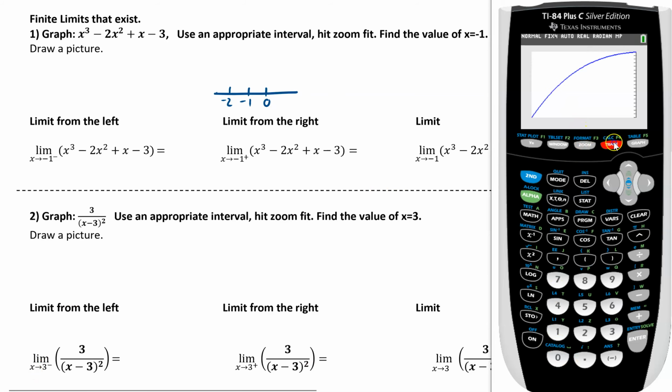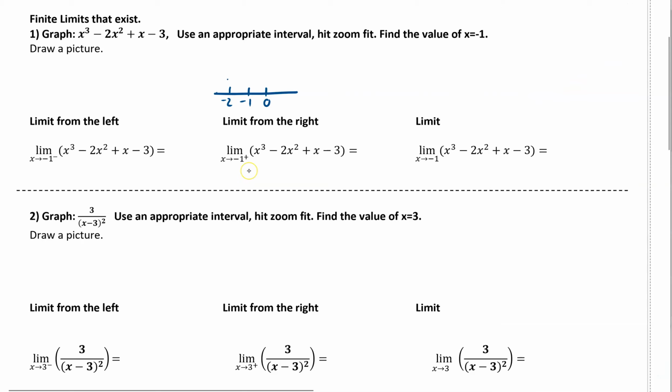And we're going to start with our trace. So if we hit trace, it puts us right in the middle since we already did that. And that one is negative 7. The value exists. There's no reason to go, oh, well, what's it approach from the left? And what's it approach to the right? We're dealing with a polynomial. So at negative 1, it is negative 7. So our polynomial is negative 7.